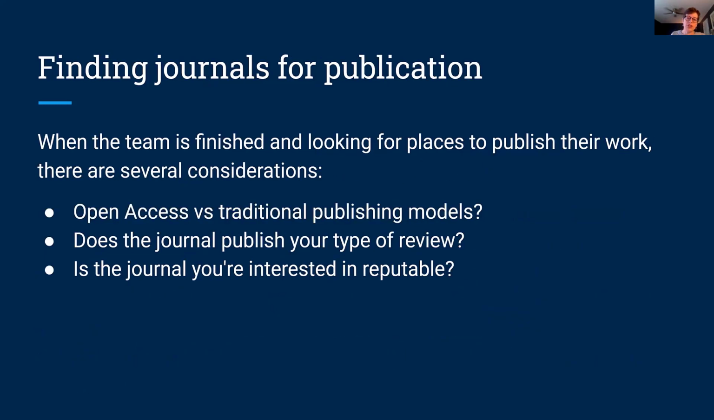And then finally, when you've got your article, you're going to want to be finding someplace to publish it, obviously. You may have an idea at the beginning, but you may not have an idea until the end. So these are just some considerations when you're looking for journals to publish in. Open access versus traditional publishing models. That's a big question these days. Does the journal publish your type of review? And is the journal you're interested in reputable?